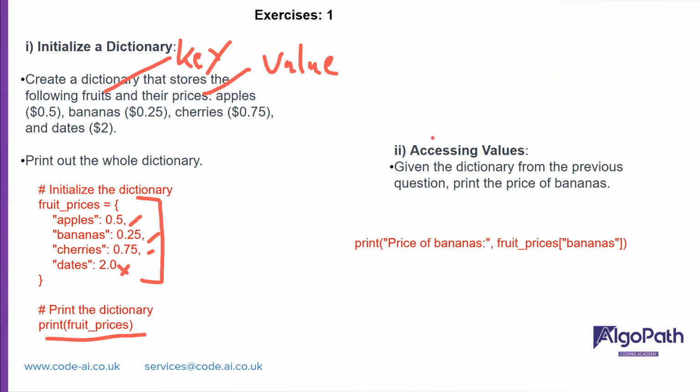Accessing the values, we already know how to do that now because we saw it before. All we need to do is use the square brackets, give the name of whatever we want to see, in this case, bananas, and that will show us the price of bananas, which is 0.25.